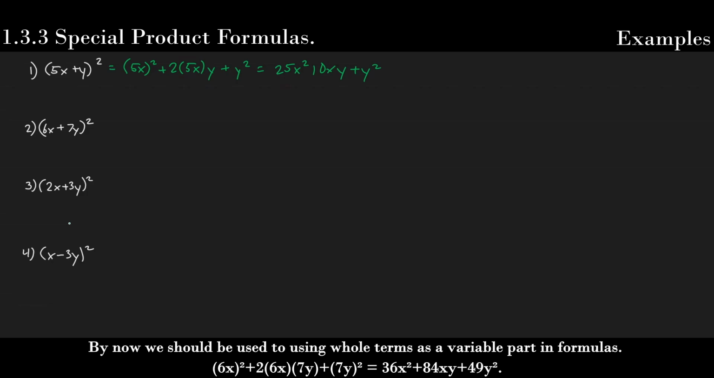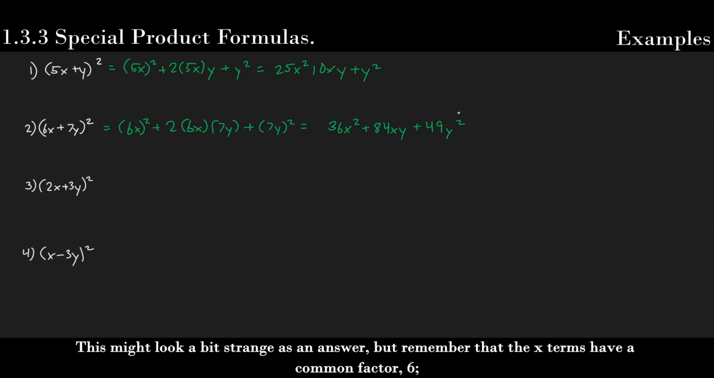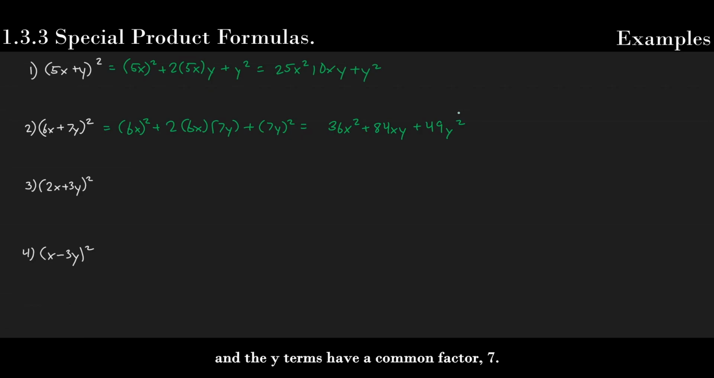Number 2, (6x plus 7y) squared. By now, we should be used to using whole terms as a variable part in formulas. We have (6x) squared plus twice of 6x times 7y plus (7y) squared. This becomes 36x squared plus 84xy plus 49y squared. This might look a bit strange as an answer, but remember that the x terms have a common factor, 6, and the y terms have a common factor, 7.